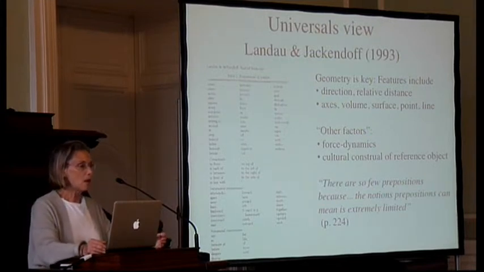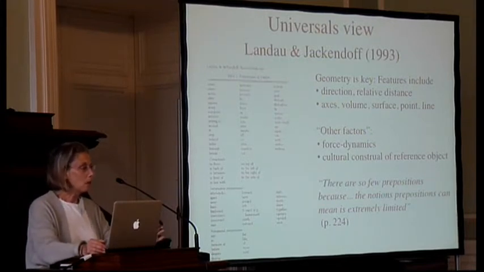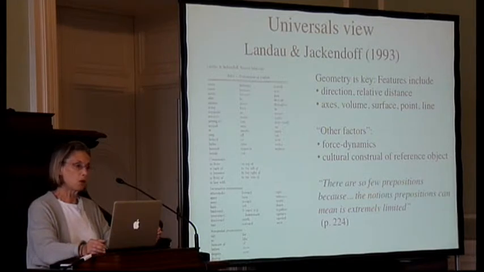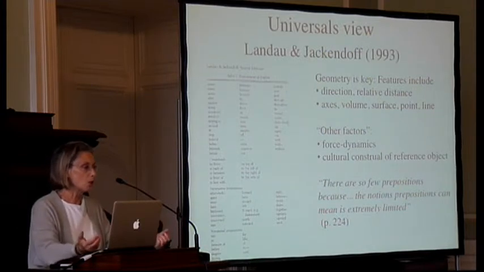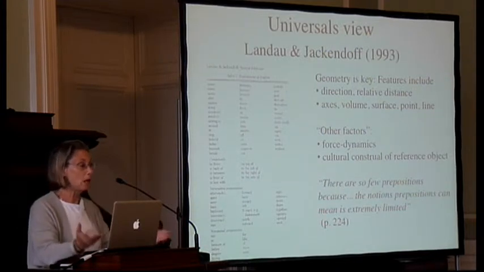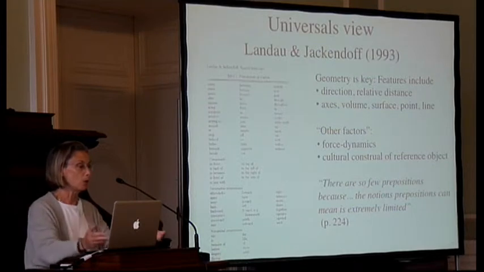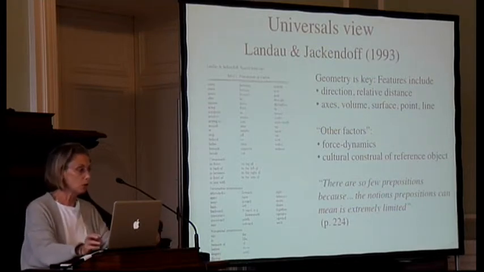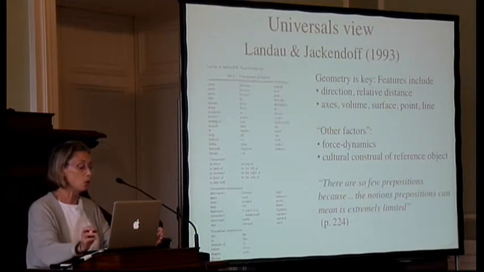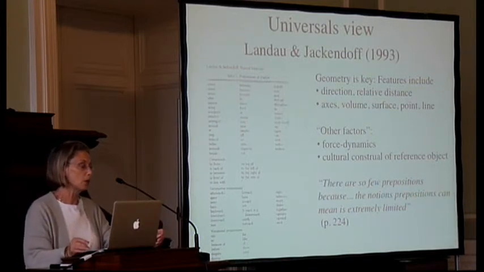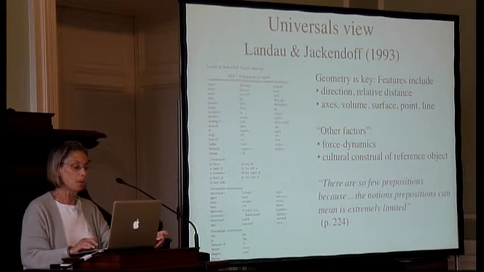We did inventories of spatial prepositions and found there are really very few across languages. English has probably one of the largest stocks across all languages, something like 80, including a lot of compositional ones. If you boil it down, you could get down to about 24 notions. And we said there are so few prepositions because the notions that they can mean are extremely limited.